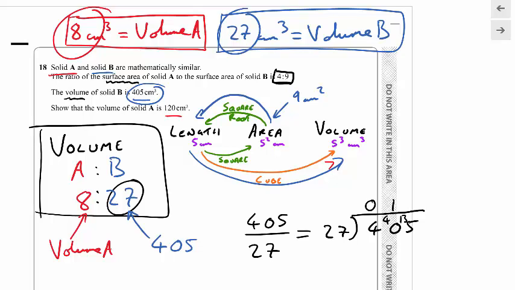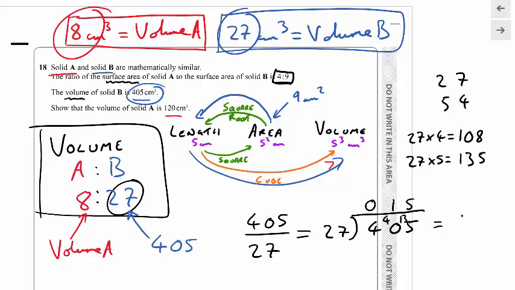So how many 27s fit in 135? I'm just going to have to write it down. 27 times 1 is 27. 27 times 2 is 54. I can get to the answer quicker by saying that 27 times 4 will just be double that, so that's 108. What happens if I add 27 to this? Adding 27 takes me to 135. So I know immediately that 27 times 5 is equal to 135. So that becomes a 5 there. So 15 times 27 will give me 405. So I can say that 405 divided by 27 is 15.